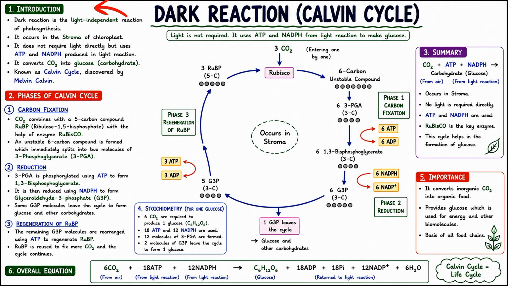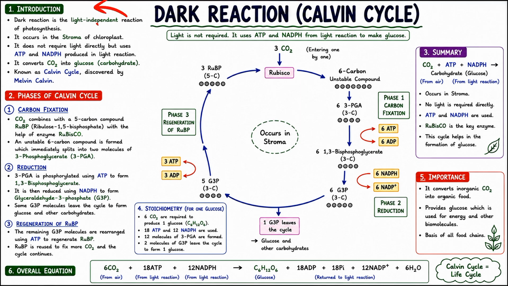In today's lecture, we will study the dark reaction, also known as the Calvin cycle. This is the second major stage of photosynthesis and is very important because it is the stage where glucose is actually produced. Let's begin.